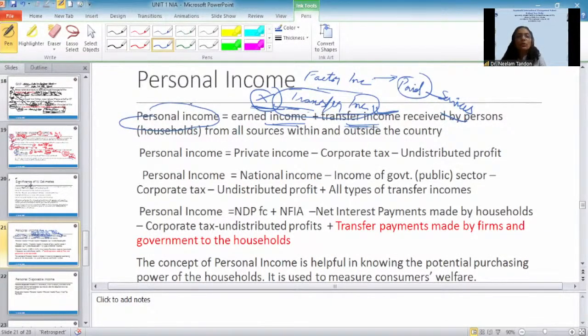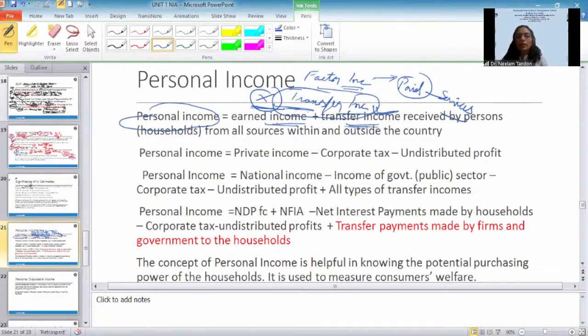Why is it not included in national income? Because this is not leading to any exchange of goods and services. We have shared, no? So there's no exchange of goods and services. So that is why it is not included. So only factor income is included in national income, but transfer income is included in personal income. Do remember this. And you understand the difference between transfer income and factor income? I hope so.